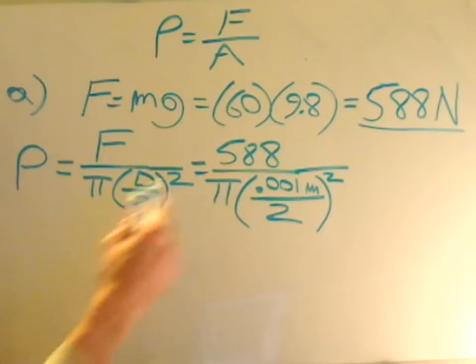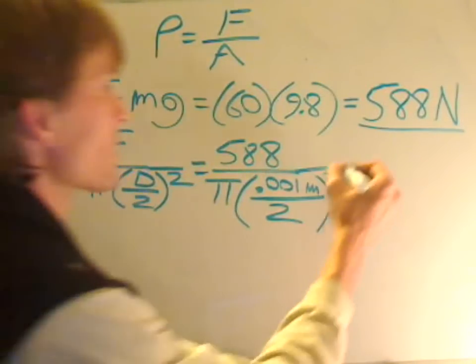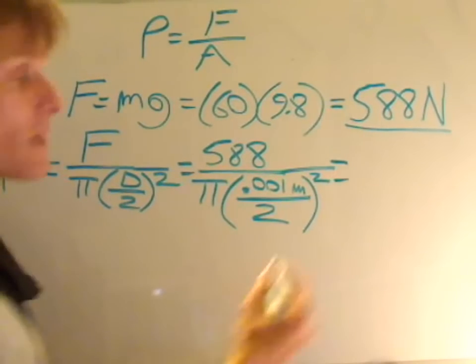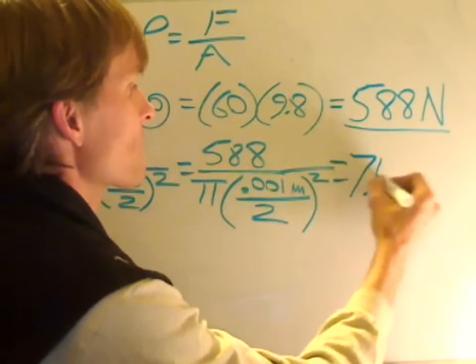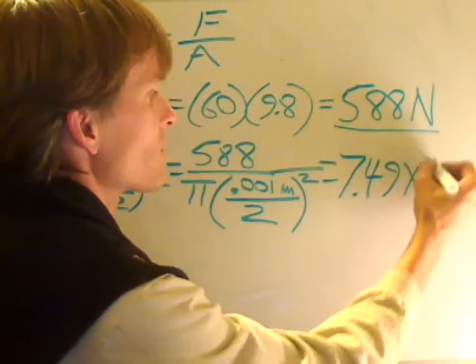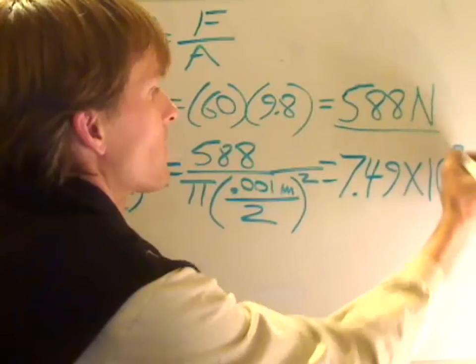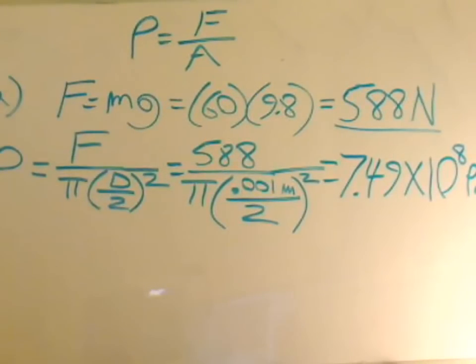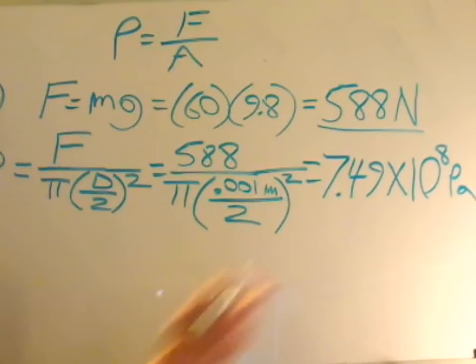So when you do this calculation, the number you get is 7.49 times 10 to the 8, and that's in pascals. So there's our result.